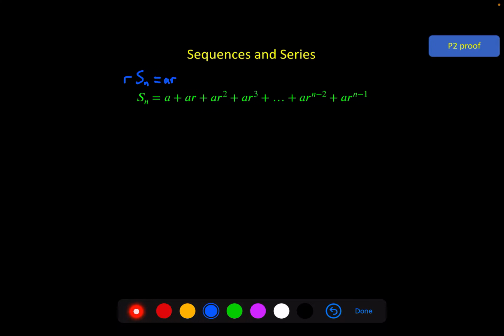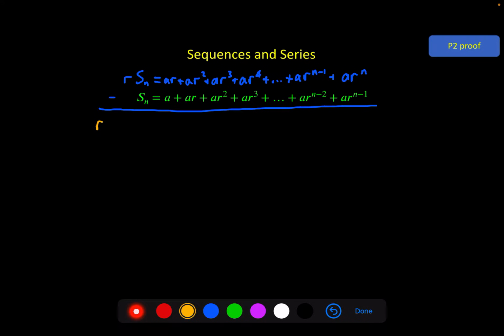So a times r is ar, times r is ar squared, and of course they're all still added together. Ar squared becomes ar cubed, ar power 4, ar to the n minus 2 times r becomes ar to the n minus 1, and ar to the n minus 1 times r becomes ar to the n. Now we can subtract these two.